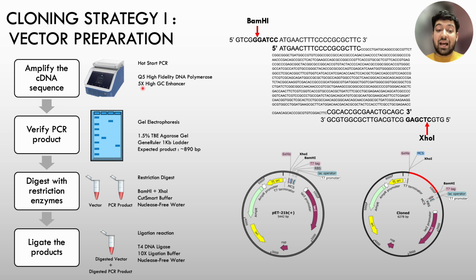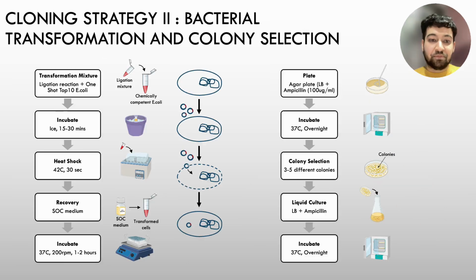So once we have our PCR product, we will run it on a gel just to make sure that it is the correct DNA that we want to be inserting into our plasmid, which is around 890 base pairs. We will then digest it along with the vector separately with our restriction enzymes, and then later ligate them with T4 DNA ligase. Over here we can see the DNA having been inserted into our plasmid.